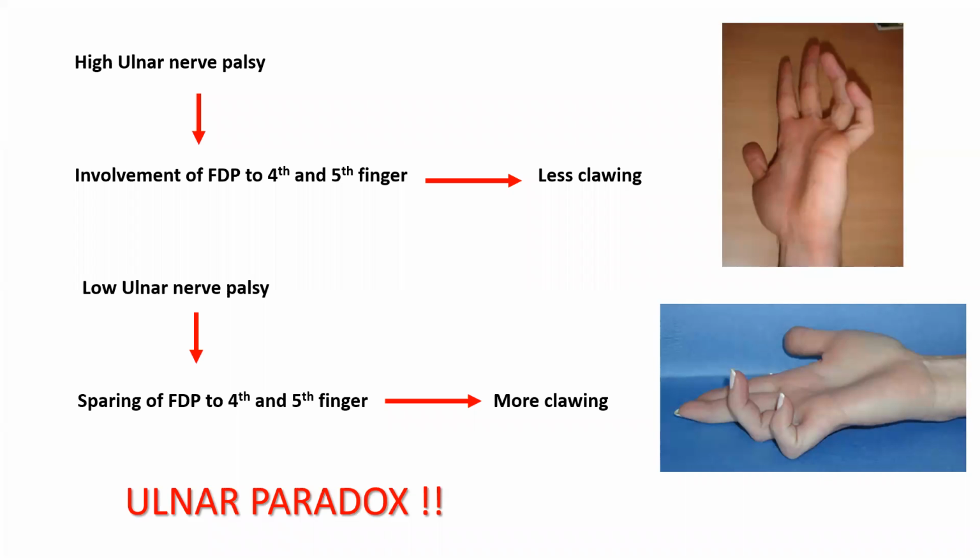Okay, any doubts in this? Anybody wants me to repeat this? Because this is a very favorite question for an examiner. Whenever you have an ulnar claw hand, you can be very sure that the examiner is going to ask you this question. He will ask you what is ulnar paradox. You will have to explain this phenomenon to him.